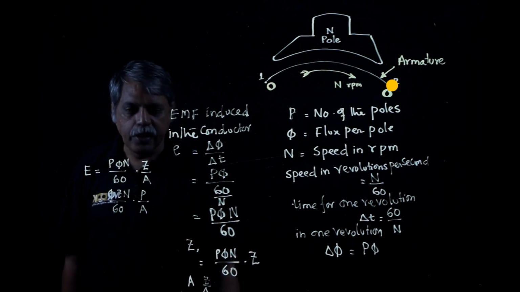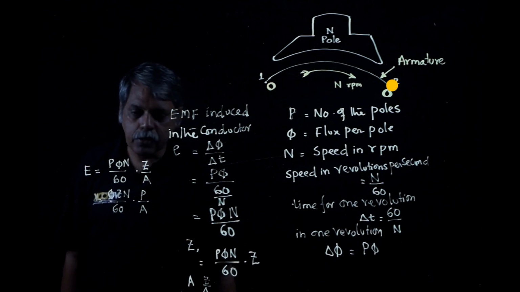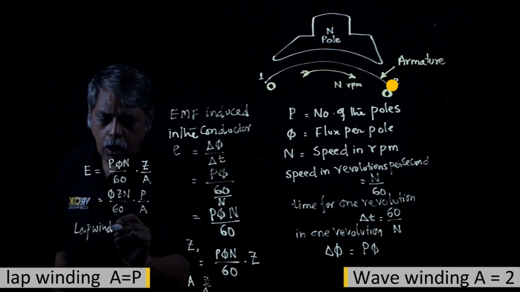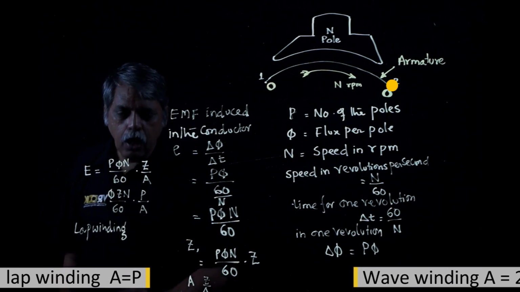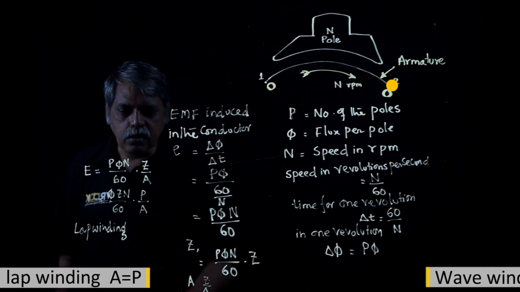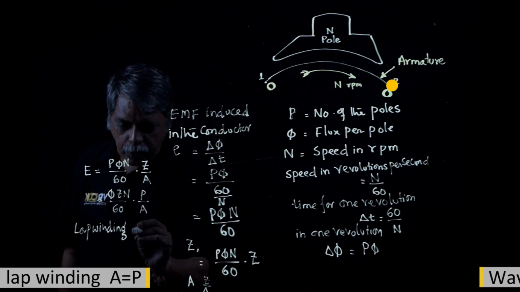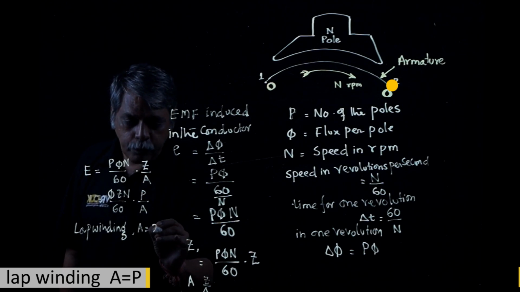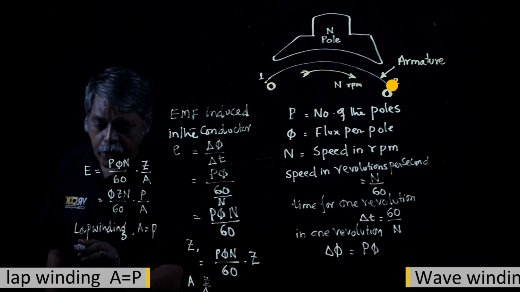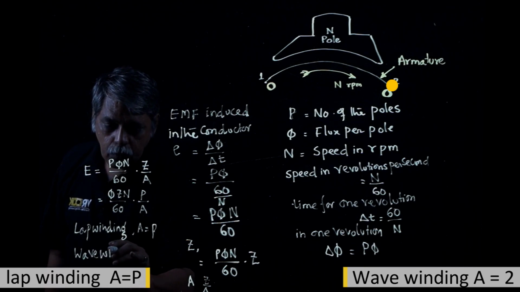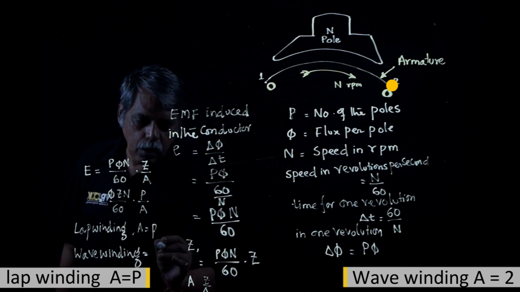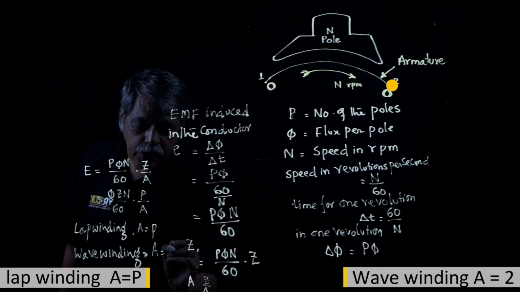In DC machines, say in the DC motor or a DC generator, it is possible to connect the Z conductors in two types. One type we call a lap winding, for which the Z conductors are connected in a number of parallel paths equal to the number of poles, which means for lap winding A is equal to P. And we have one more winding called a wave winding, for which the Z conductors are connected in just two parallel paths. So for wave winding, A is equal to 2.